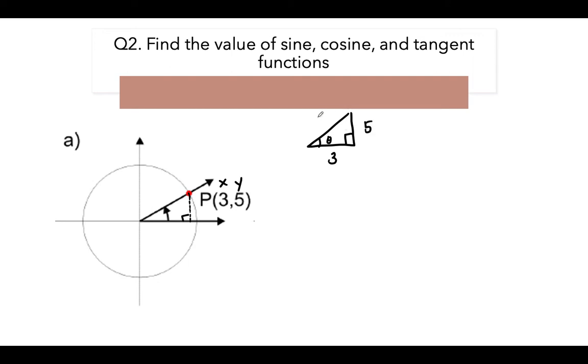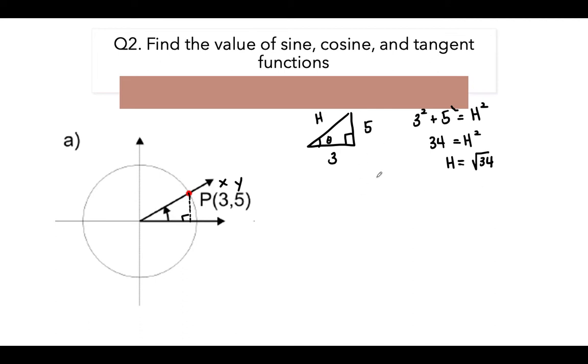Now to find the hypotenuse, again, we have to use the Pythagorean theorem. In this case, it's going to be 3 squared plus 5 squared is equal to h squared. And then 3 squared is 9, 5 squared is 25, it adds up to 34, h squared. Therefore, h, the hypotenuse, is going to be square root 34. I'm just going to keep it exact rather than decimal.